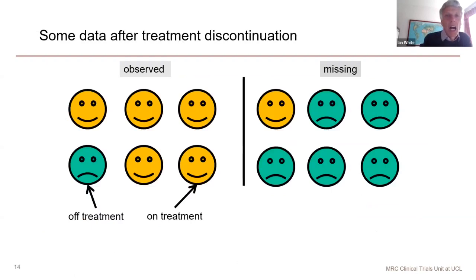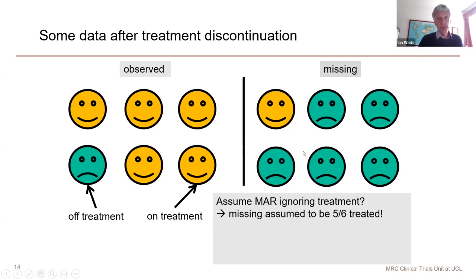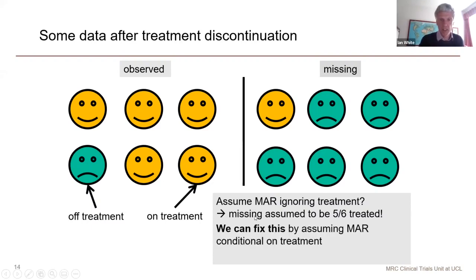There we go. Okay, now let's turn to the second case where we have some data after treatment discontinuation. So what we've got now is we've got one of these green faces over here. So we've got at least one person who's off treatment, but is still being observed. So that's still a problem, because if we make a missing at random assumption, we're imputing these missing values over here on the basis that they're comparable with these observed values, again, possibly conditional on some covariates. And that means that these people who are only 1/6 treated are going to be imputed as if they're 5/6 treated. So that's not going to work either.